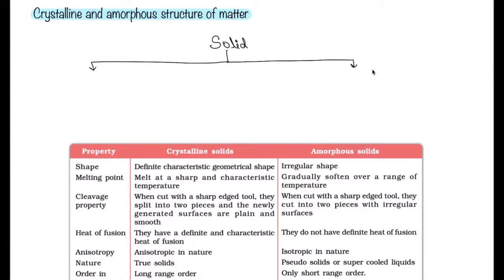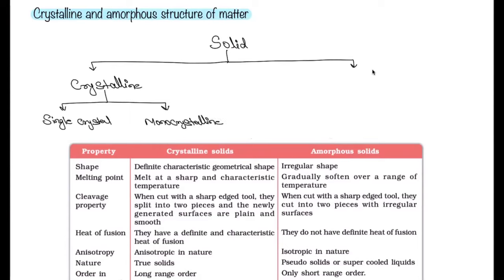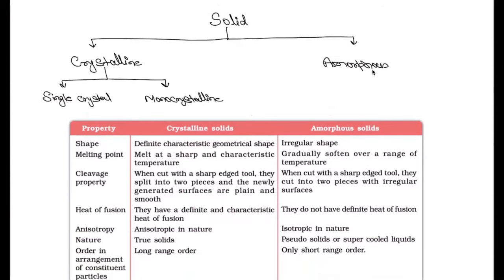No one is going to ask you, but again, now solid is divided into two: crystalline solid and amorphous. Some people say that it is divided into three, right? Monocrystalline and polycrystalline. Here we have single crystal, and another one is monocrystalline. And here we have amorphous. Now, understand one thing. First, we need to get the differences between the crystalline and the amorphous. Then we will study about the single and the polycrystalline, right?